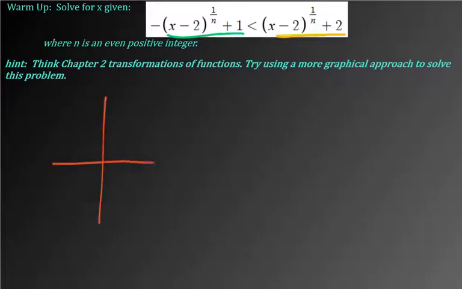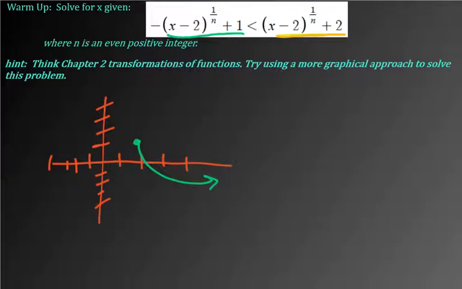If I sketch this out using function transformations, we know this one is going to be shifted to the right 2, flipped, and then shifted up 1. So we're going to go over 2 from the origin, and then we flip it, so it's upside down, but then we shift it up 1. So we're going to get some sort of function that looks like that, based off of what we know about the shape of nth root functions.